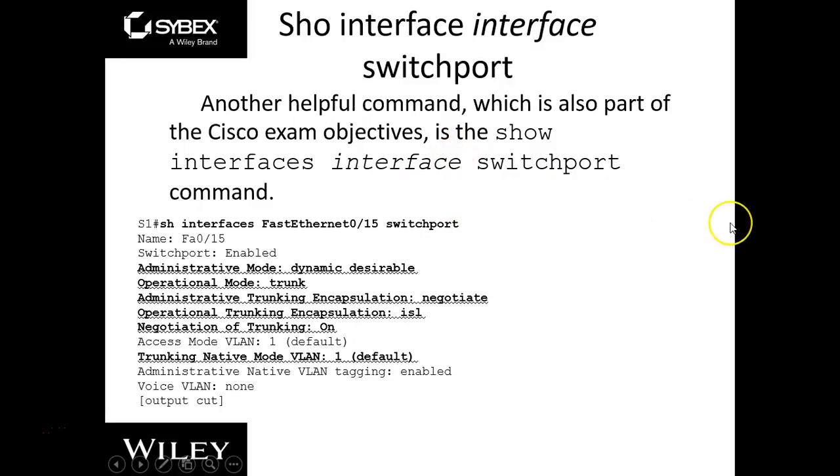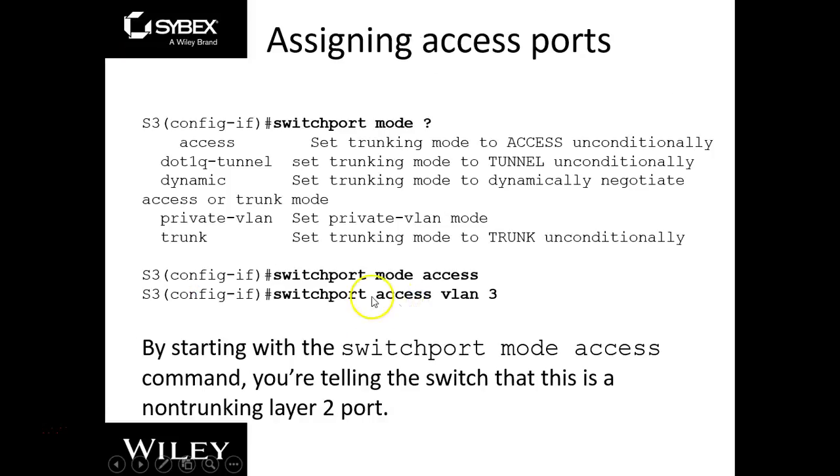Show interface switchport is going to give you, again, a bunch of information. Administrative mode on this one, dynamic desirable, says it's a trunk port. It's negotiate. ISL is the encapsulation. Negotiation is on, and again ISL. This is going to be a really old switch if you have those things.